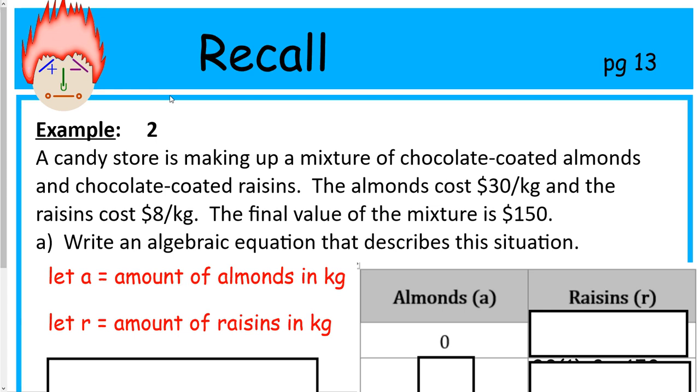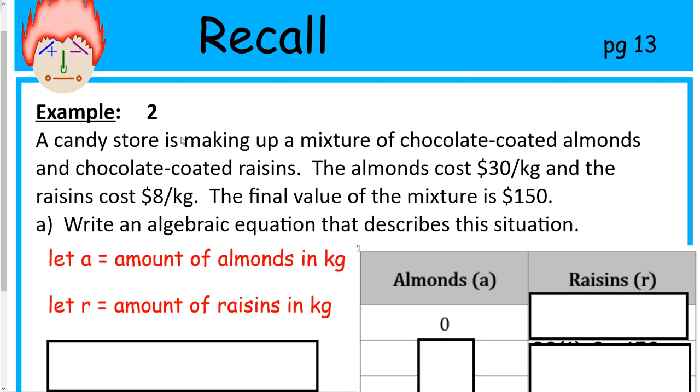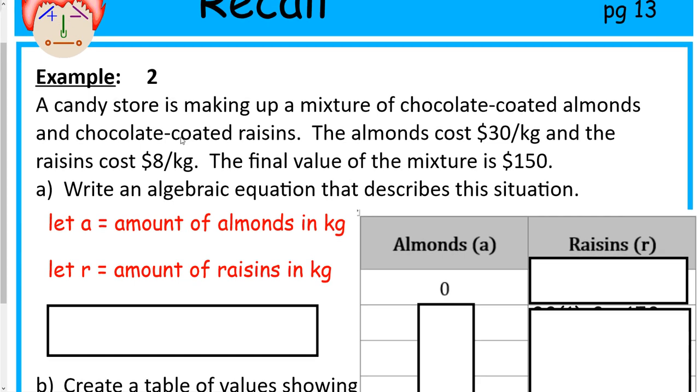Example 2 is a word problem. And this is the last question I'm going to do, but it has several parts to it. So we have a candy store making up a mixture of chocolate-coated almonds and chocolate-coated raisins. That sounds delicious. The almonds are $30 per kilogram, and the raisins are $8 a kilogram. So they're much more expensive. The final value of the mixture is $150.